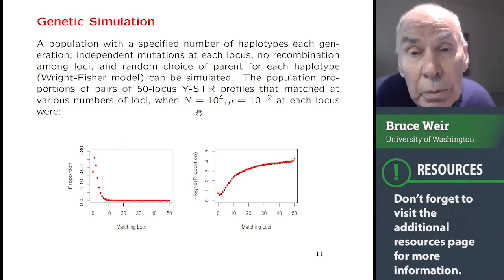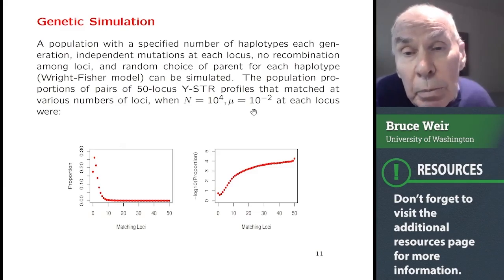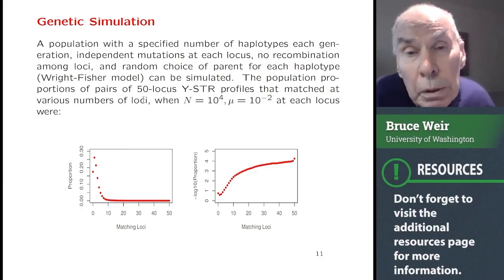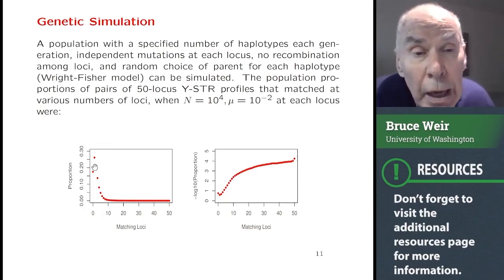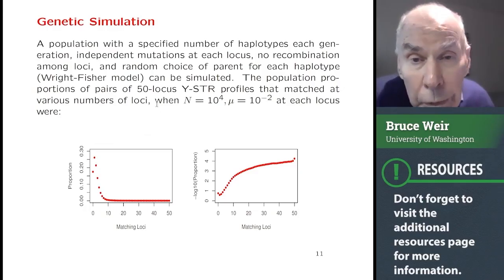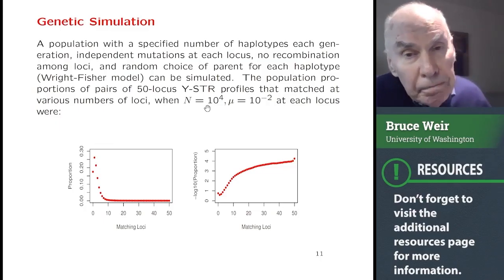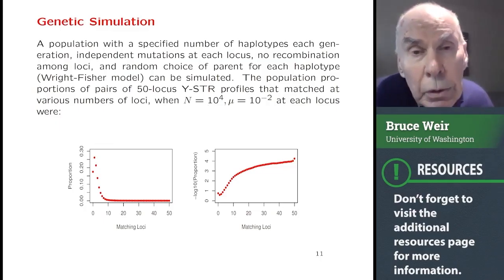And the mutation rate of 10⁻², fairly high. And we looked at 50 Y-STR loci, no recombination, of course. We let this run for 100,000 generations. And we plotted the matching proportion. So we looked at all the possible pairs of haplotypes, 10,000 taking 2 of those, so that's about 50 million comparisons.